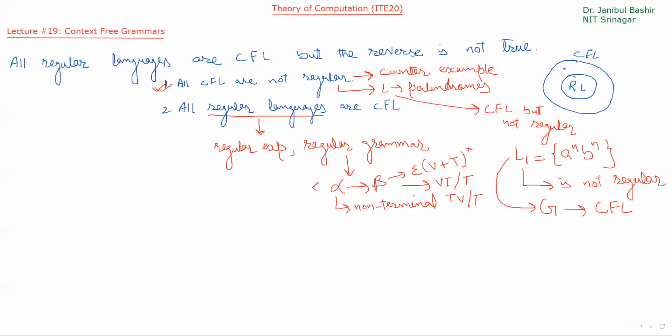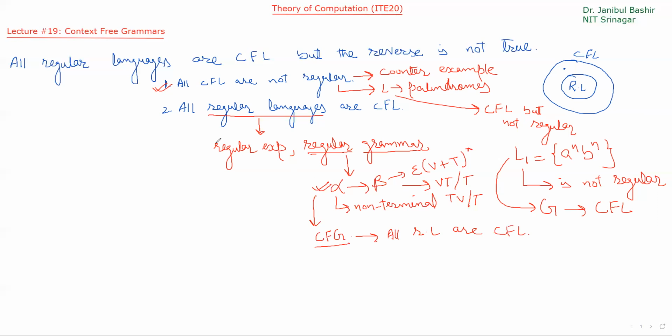And we know that this type of production rule is by default a production rule of a context-free grammar. Okay, so we can say that every regular grammar is a context-free grammar. So that means every regular language is a context-free language. Why? Because every regular grammar is a context-free grammar. So every language generated by a regular grammar will also be generated by a context-free grammar. So that will prove that all regular languages are context-free languages.